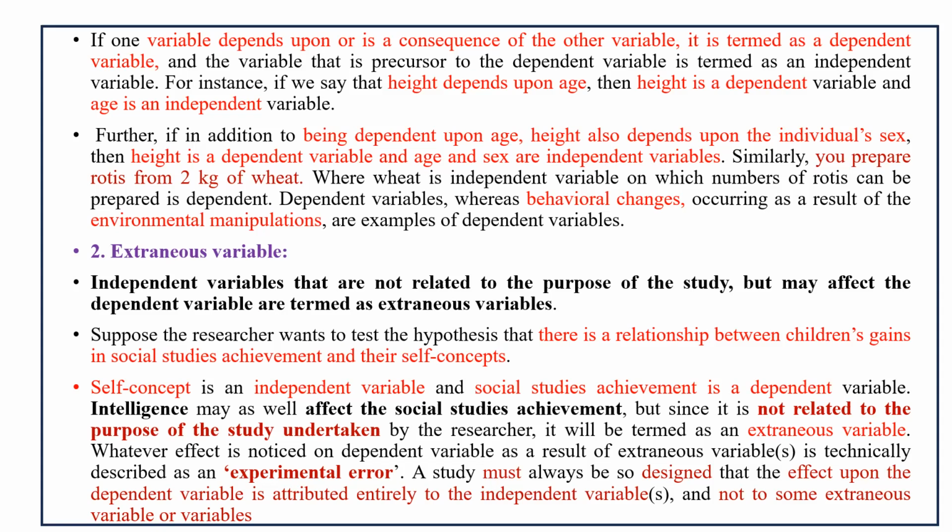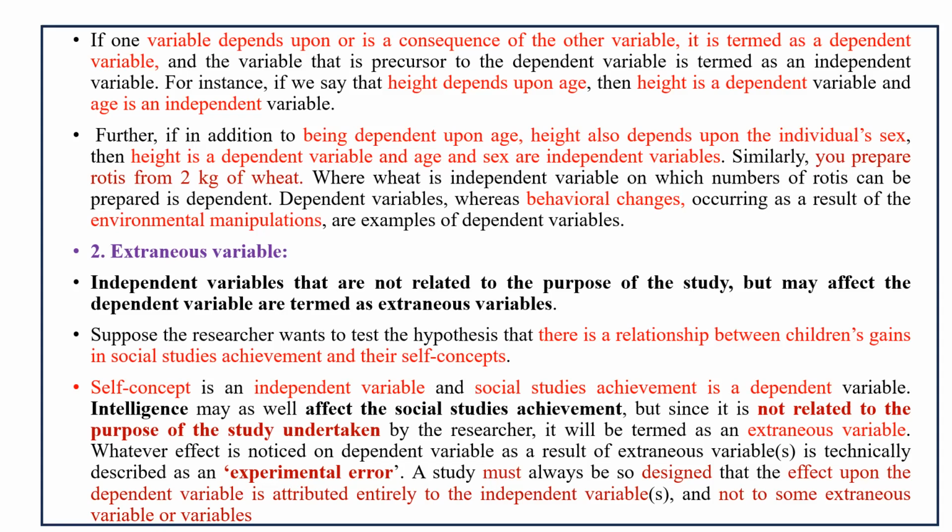This is fine, but somewhere the most important variable has to be considered, that is intelligence. Because according to their intelligence, the student is going to perform finally, right? So intelligence may affect social studies achievement, but as it is not directly related to the purpose of the study undertaken by the teacher, this particular intelligence is termed here as an extraneous variable.